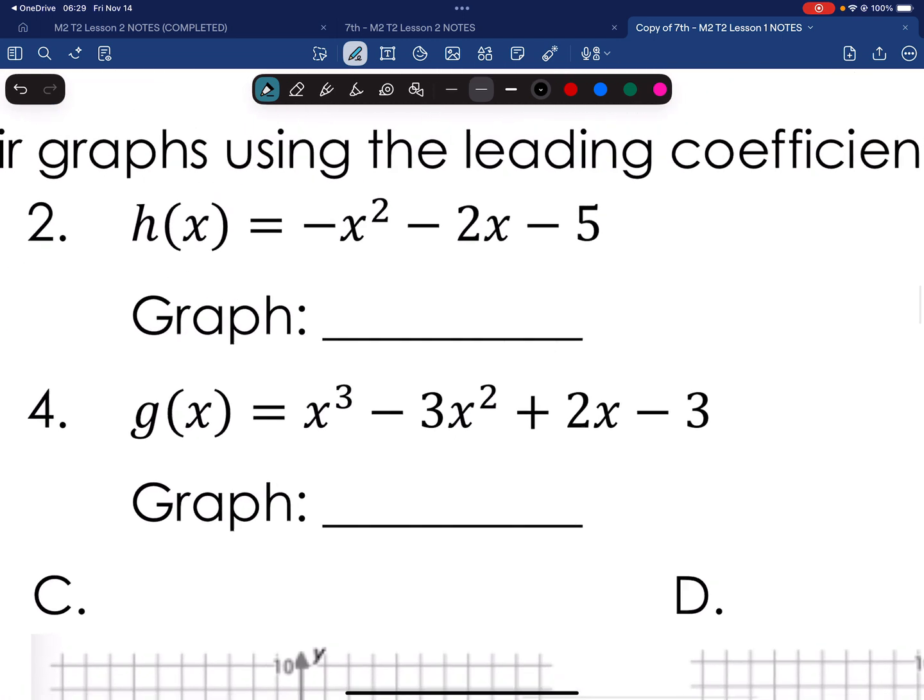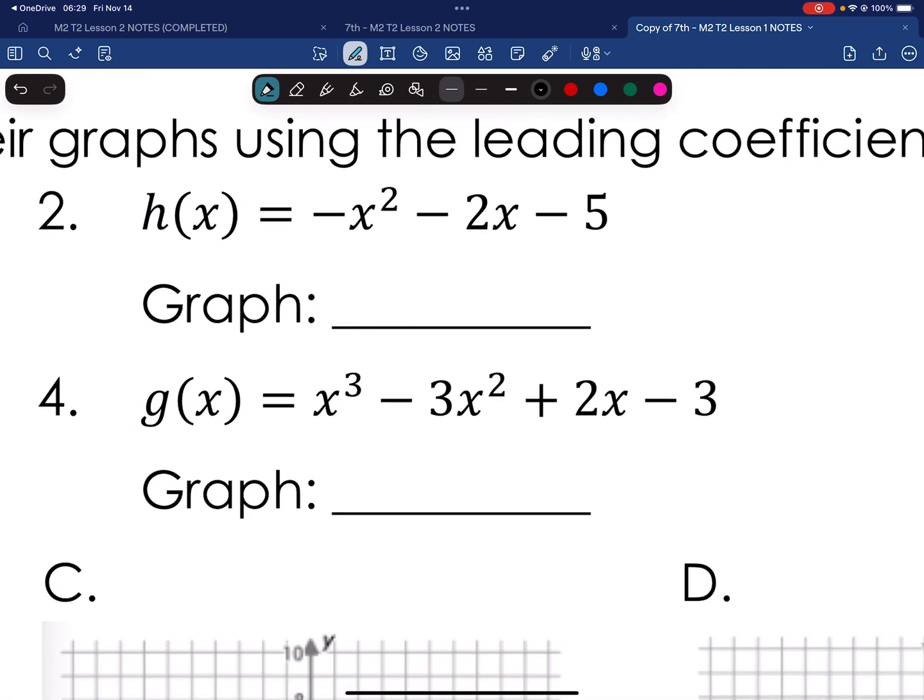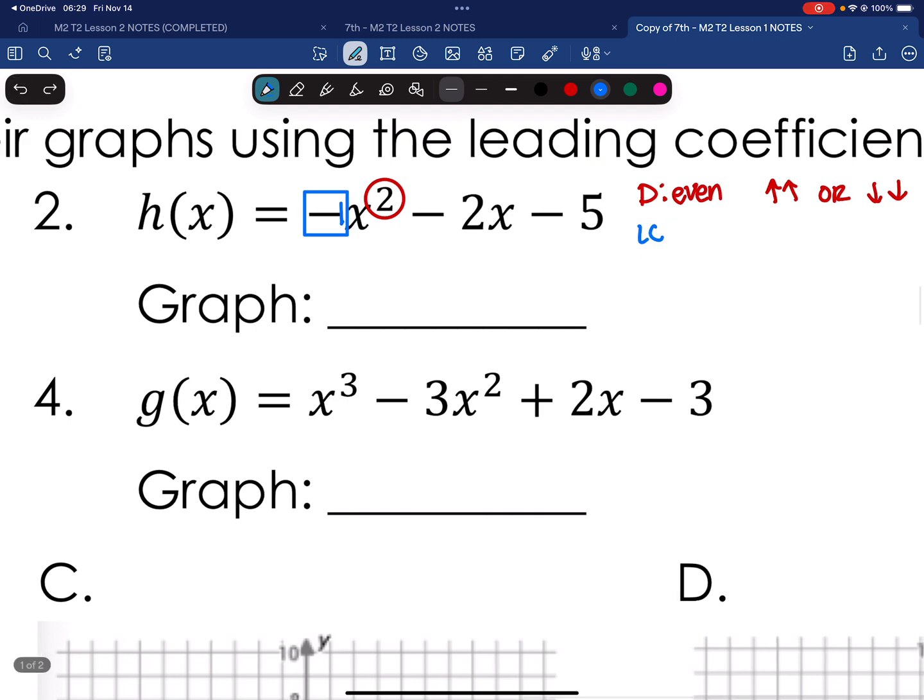Okay, looking at number 2, again, you start by looking at the degree. The degree here is 2, so that is an even degree. Remember, even degrees either both go up or they both go down. Then we look at the leading coefficient. So our leading coefficient here is a -1. So that means that our leading coefficient is negative.